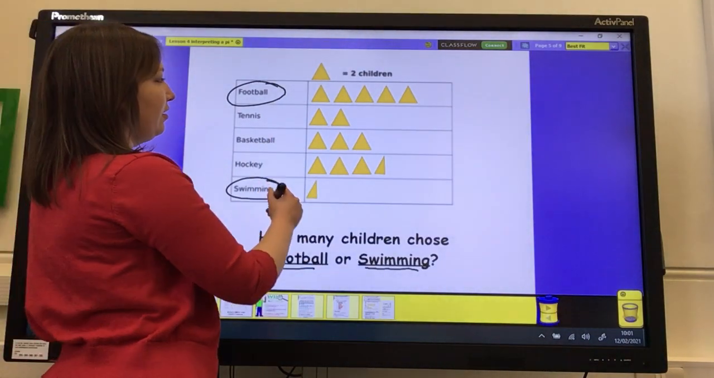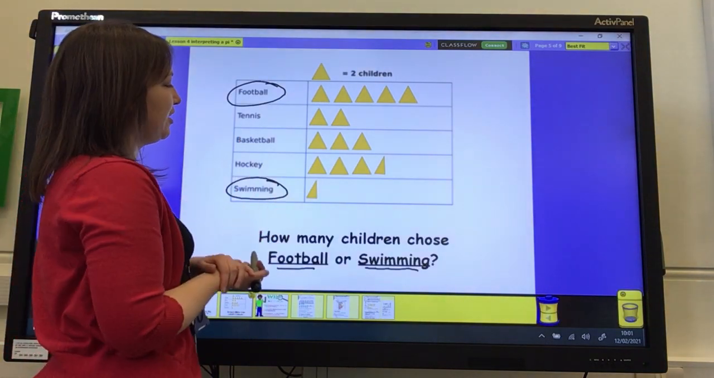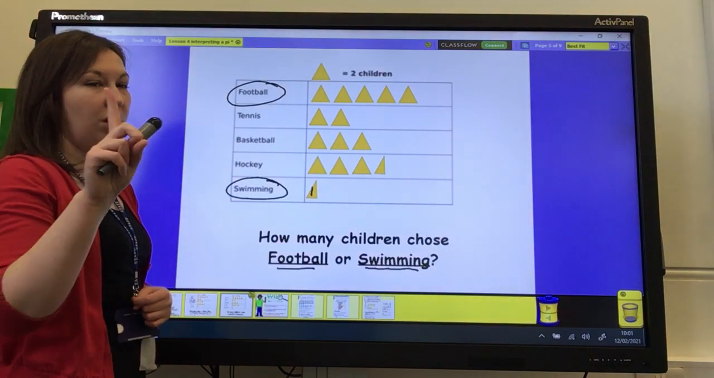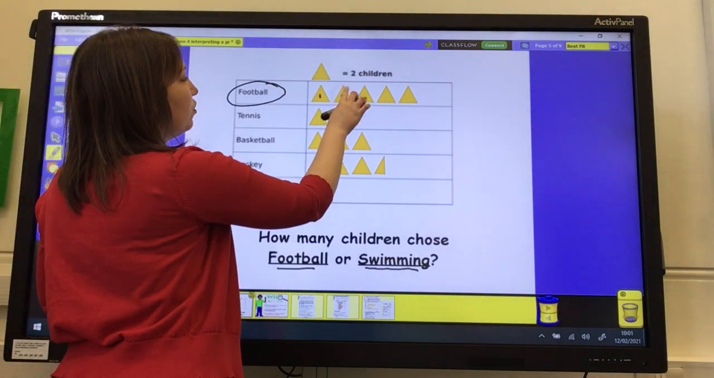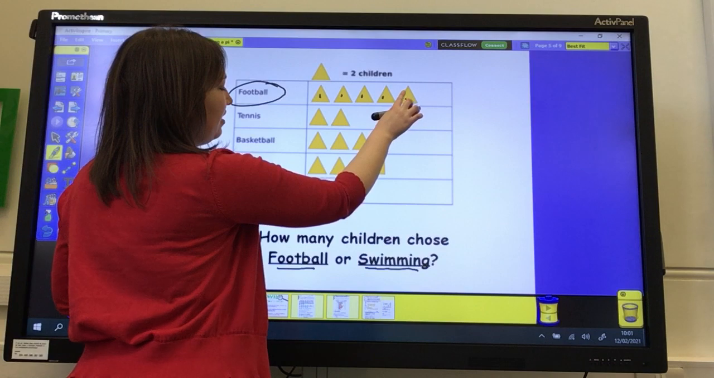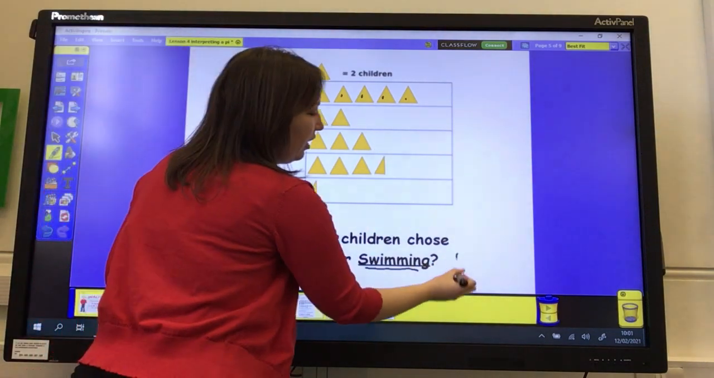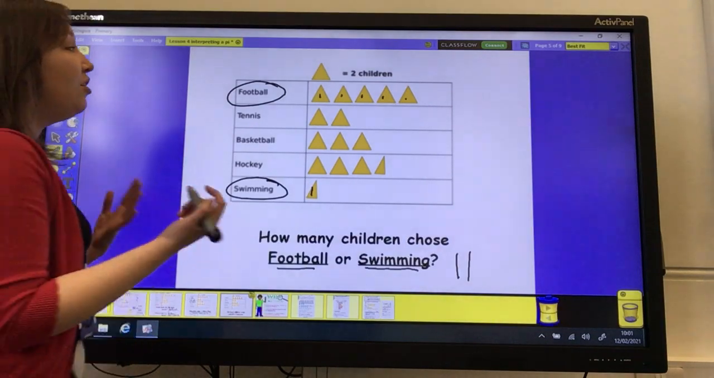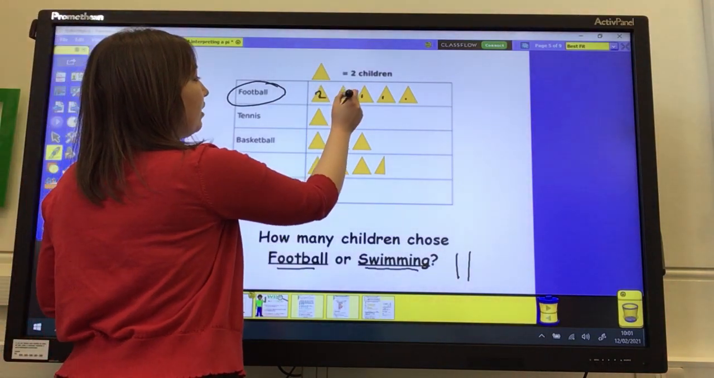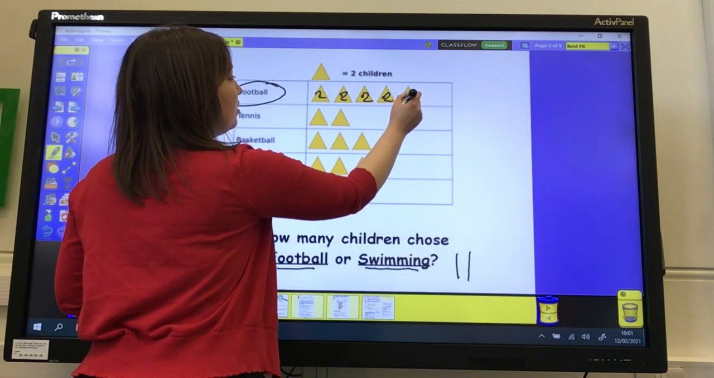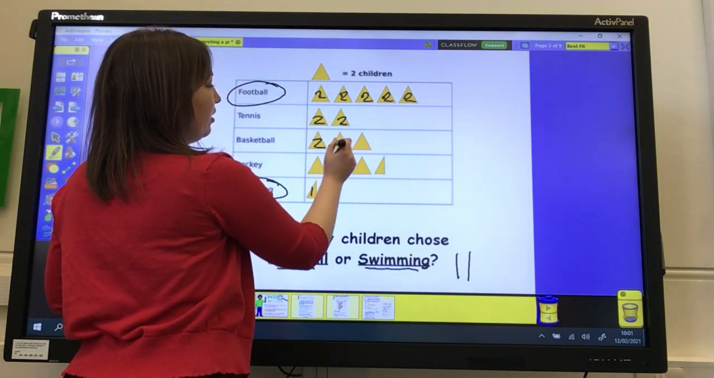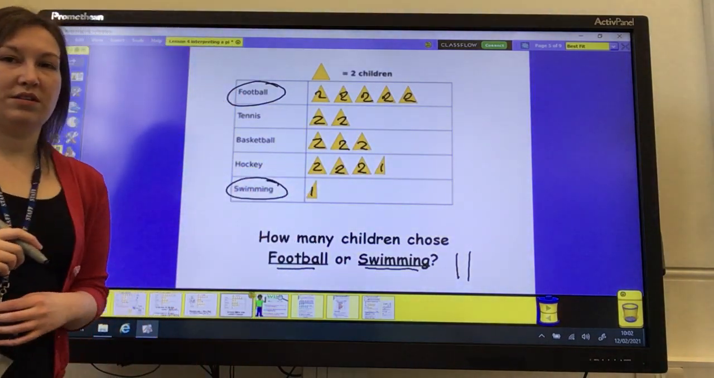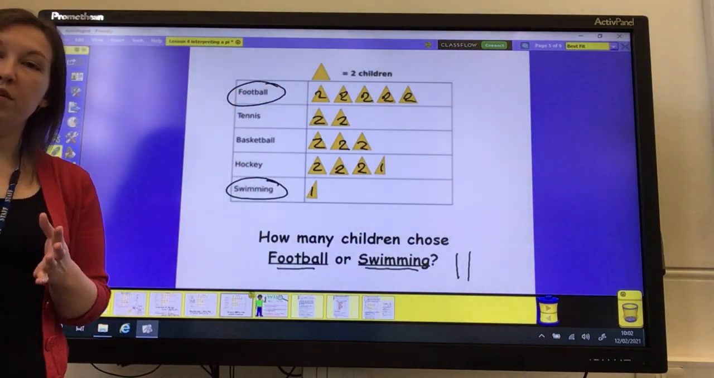Okay, so I can count in 2s, so I'm going to use that as my strategy today. And I can remember that this one here is only half, so it means 1 person. So 2, 4, 6, 8, 10. 10 add 1 equals 11. Well done if you correctly worked out the answer. Remember, if you need to, you can write the 2s on all of the whole triangles, and you can write the 1s on the half triangles, just to remind you.